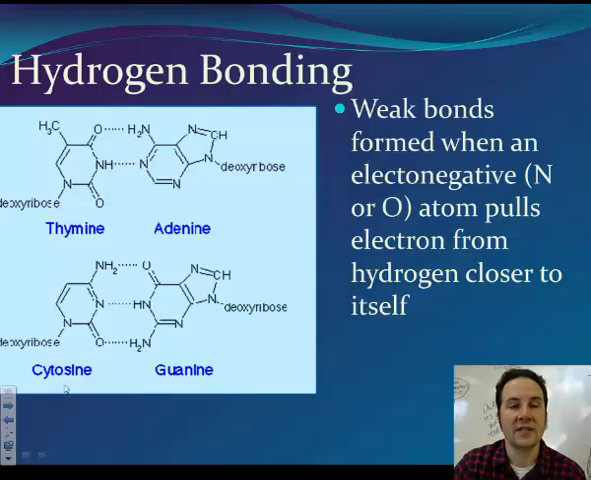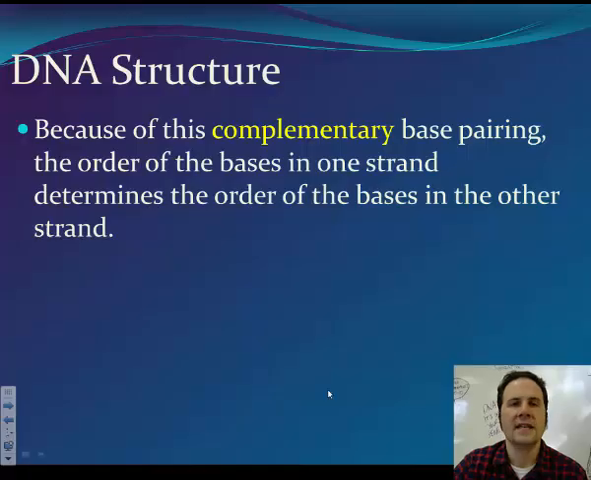And in this case, between cytosine and guanine, we have 1, 2, 3 hydrogen bonds, whereas with thymine and adenine, we only have 2 hydrogen bonds. So remember, these hydrogen bonds are weak, much weaker than the covalent bonds that are going to hold up the backbone of DNA. DNA structure, we call this complementary.